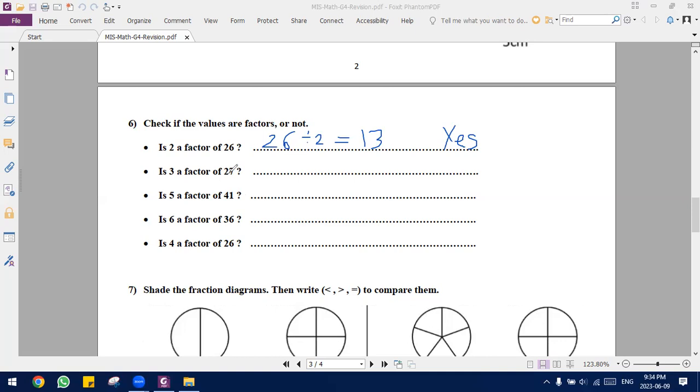Now, is 3 a factor of 27? We think of the 3 multiplication table. Do you have 3 times something is 27? We have 3 times 9. It means 27 divided by 9 is also 3. So is it a factor? Yes. 3 is a factor. Then, is 5 a factor of 41? We know that in order for a value to be divisible by 5, the last digit should be either 0 or 5. Now here it's 1. It means no. 5 is not a factor of 41, because if I divide it, I will get a remainder.